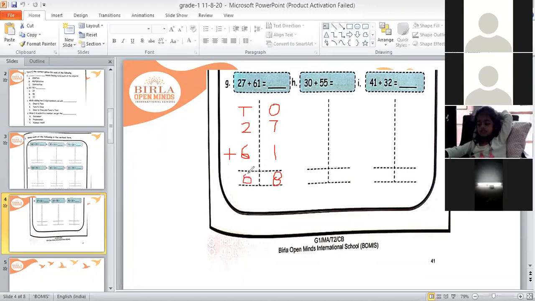So answer is? 88. Yeah, that's the correct answer. Answer is 88. Very good, Sai Ritvik. Very good. That's the correct answer.